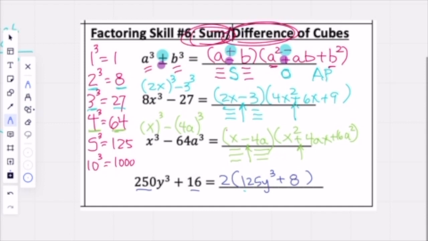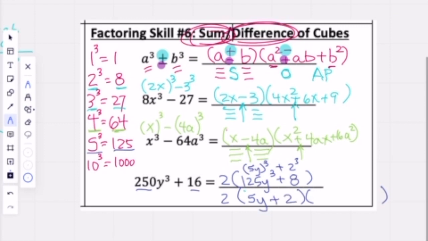So we're going to take that 2, and it's just going to follow us along. And then this is going to break into a binomial and a trinomial. What is being cubed to make 125y cubed? Notice that 125 is 5 cubed, so this is going to be 5y here. And this 8, of course, is 2 cubed, and we have a plus between them. So our binomial will be 5y plus 2.